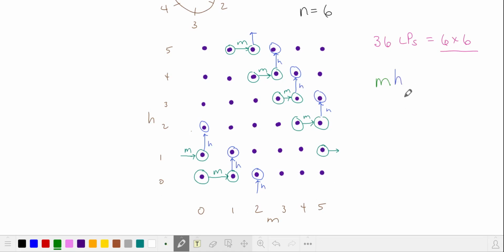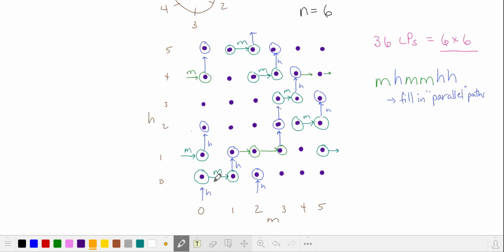So let's just pick a path consisting of 6 lattice points. Let's just do MH, MM, HH, and then we'll fill in the parallel paths. I'll do that here. The first thing I notice, when I start from the origin, I have MH, MM, HH, and then here I'm going to repeat this sequence. MH, MM, which continues over here, and then H, which continues at the bottom.